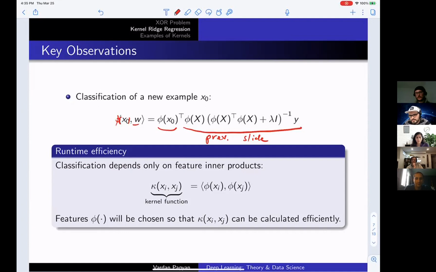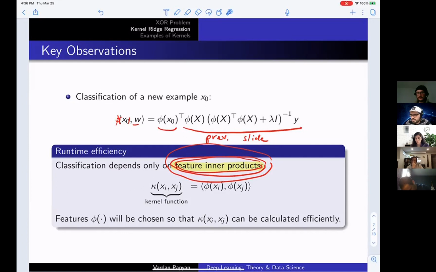And now comes the big observation, which is our classifier only depends on feature inner products. Let us highlight this. Remember these words. This is very important. Highlight 3 times, 4 times. So this is the main observation. The only thing that is important is the inner product between features. The feature vectors themselves are of no significance. So how can you see this?